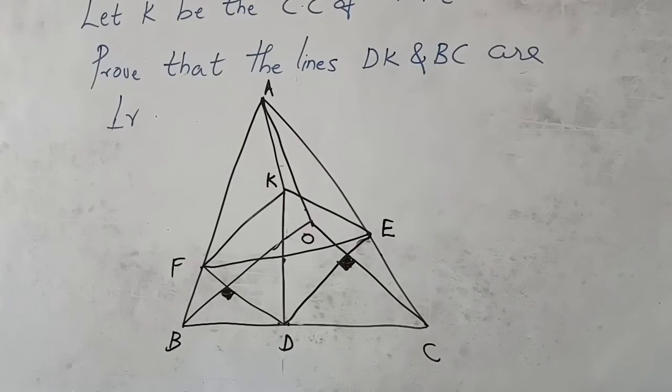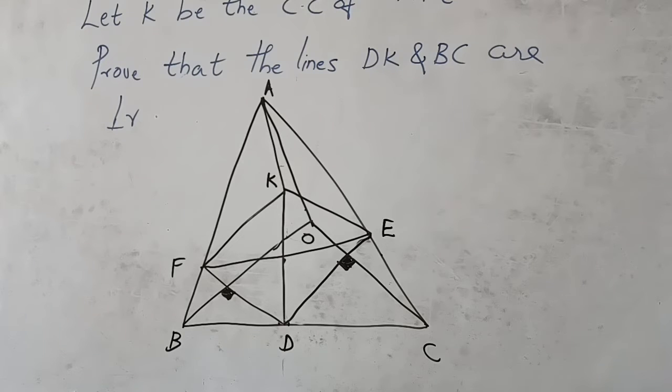As you can see, I have drawn the triangle ABC. The circumcenter is O. I have joined O to each of the three vertices A, B and C. So I have got OA, OB and OC. Now I have marked the points D, E and F on the sides BC, AC and AB. And DE is perpendicular to OC and DF is perpendicular to OB.